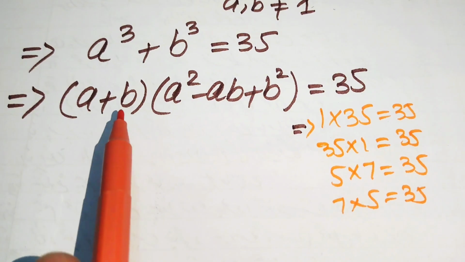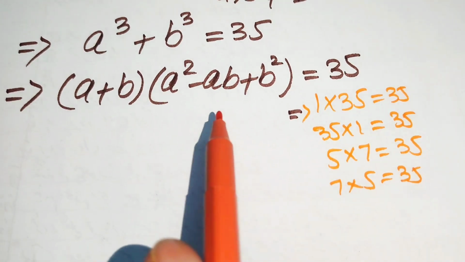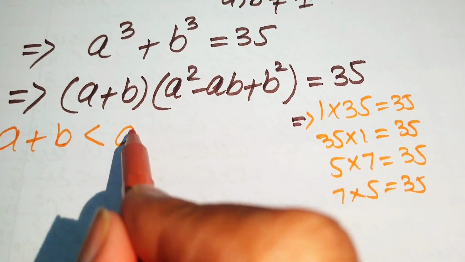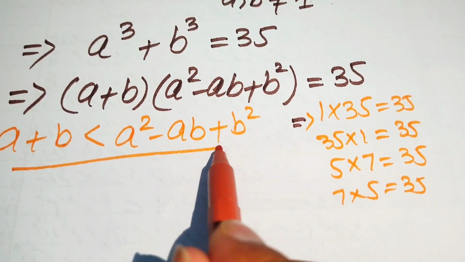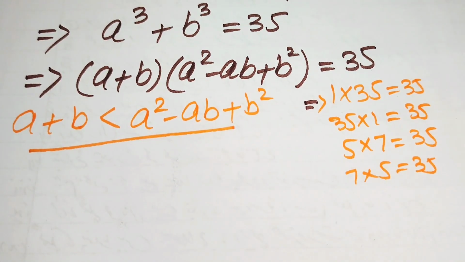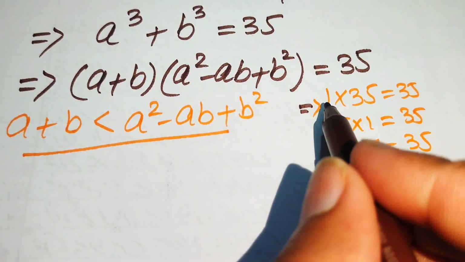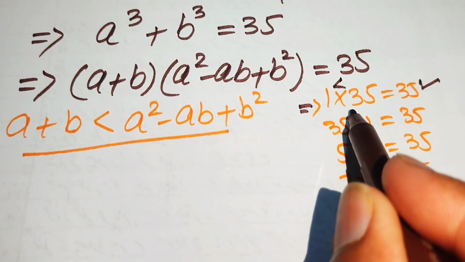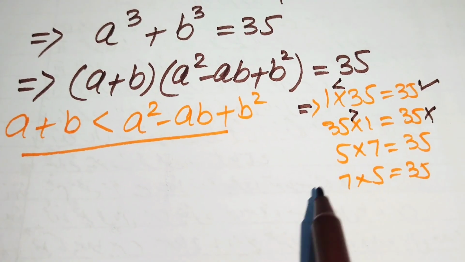But here you remember one thing, you remember the relation between these two factors is that our first factor, which is a plus b, is always less than a square minus ab plus b square. So this relation always holds for these two factors. So here we just choose those pairs which satisfy this relation. So if you see here, the first term is less than the second term, so it means that this holds. And here you see that 35 is greater than 1, but the first term is not less than the second, so it cannot hold. We cannot choose this.